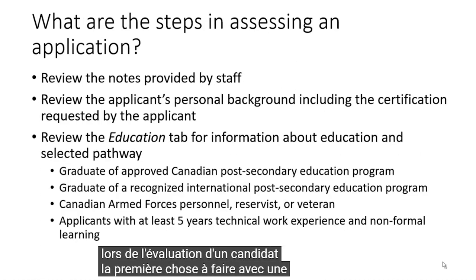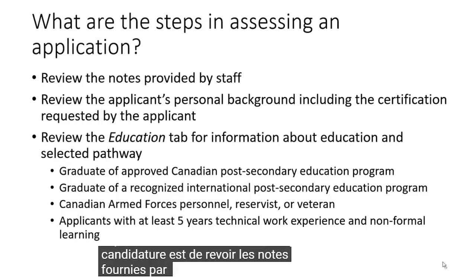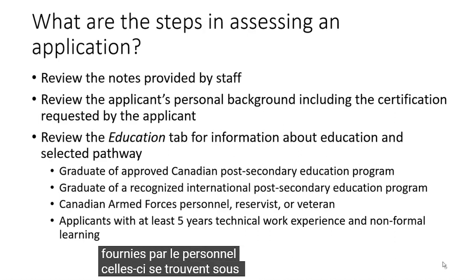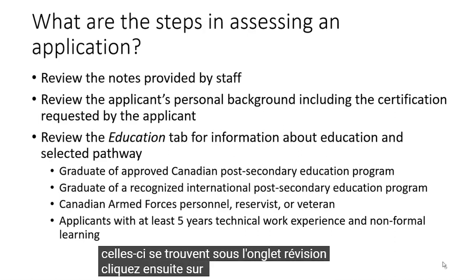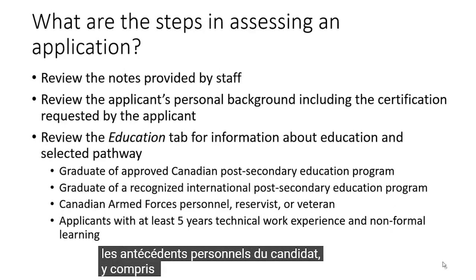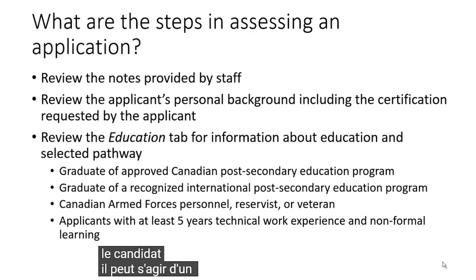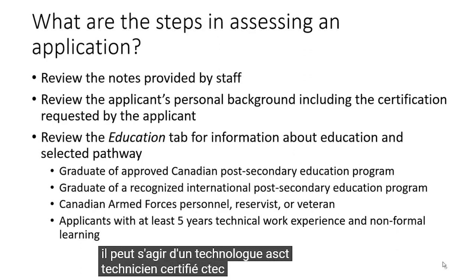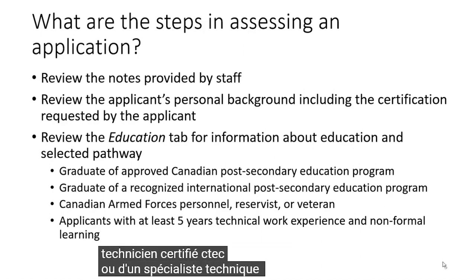The first thing to do with an application is to review the notes provided by staff. These are under the Review tab. Next, click on the Personal tab to review the applicant's personal background, including the certification requested by the applicant. This could be Technologist, ASCT, Certified Technician, CTEC, or Registered Technical Specialist, RTS.